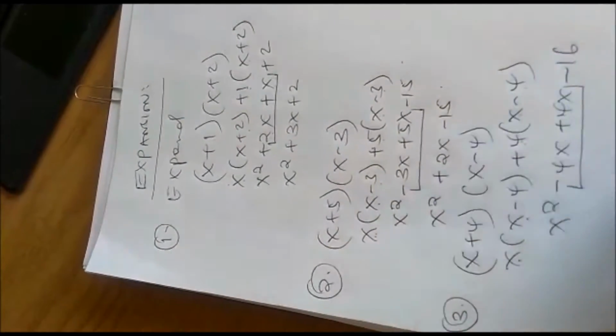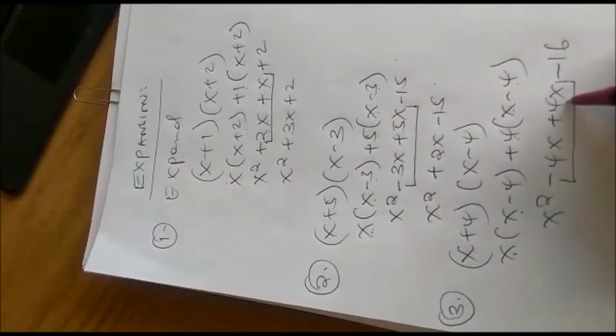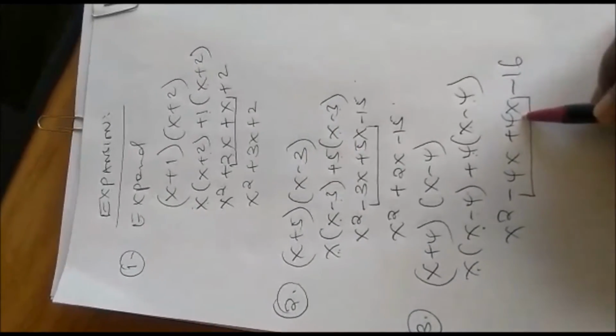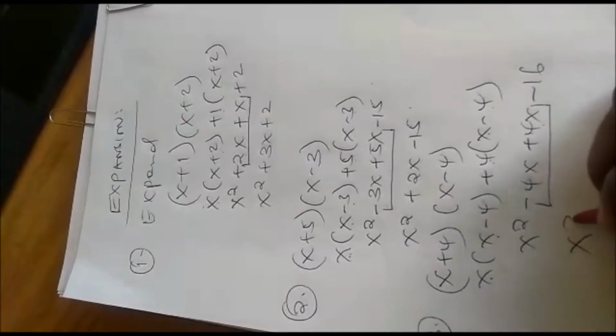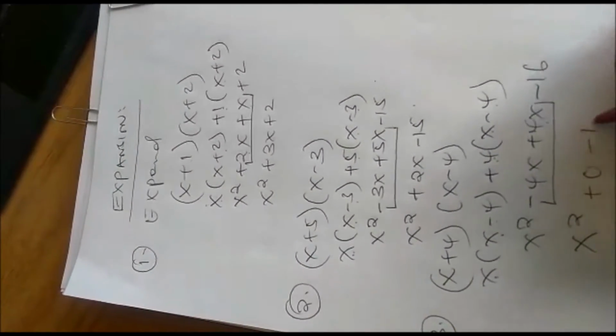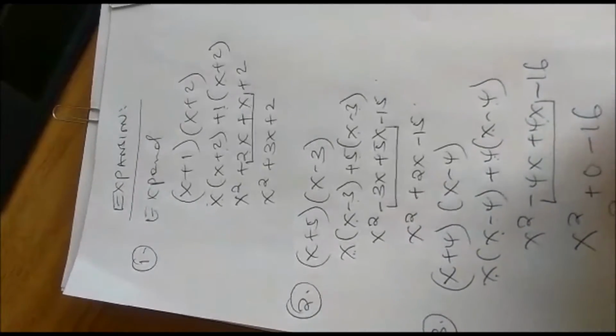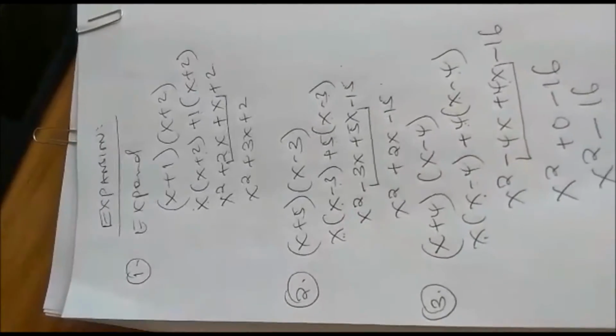We combine these two. Because one is negative and the other one is positive, that will give us 0. Therefore, we shall have x squared plus 0 minus 16, which finally becomes x squared minus 16.